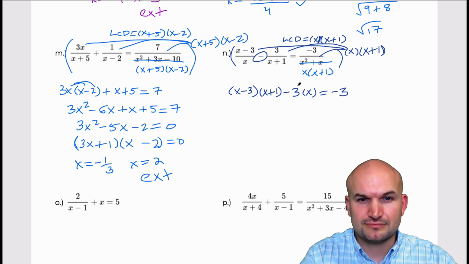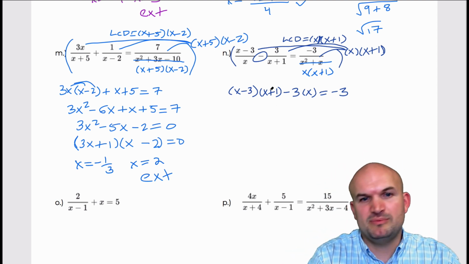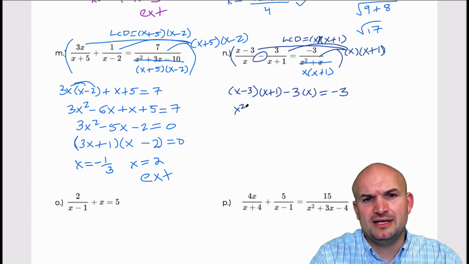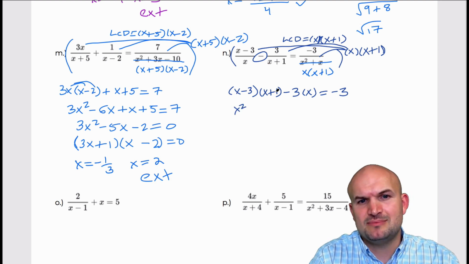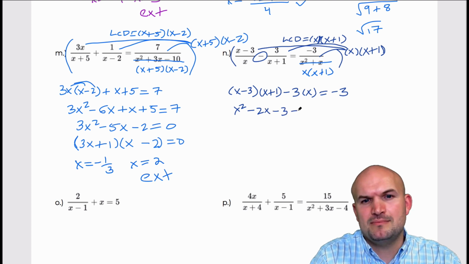negative 3. Okay, so here I need to multiply the binomial. You could use FOIL. I'm going to do a little bit more of the math in my head. So I get an x squared, that's a negative 3x, that's a positive x, so that's going to be a minus 2x. Minus 3 minus 3x equals negative 3.